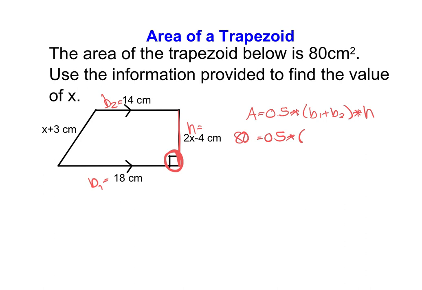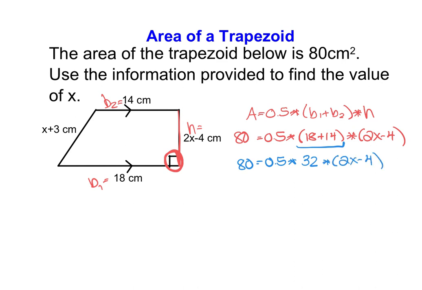And then we have base 1 is 18, plus 14 is base 2, times our height, which is 2x minus 4. Now, I know that if I can simplify parentheses, I should do so. So we have 80 is equal to 0.5 times 18 plus 14 becomes 32. And then I still have the 2x minus 4 in parentheses. I can then multiply 0.5 and 32 together. So we have 80 is equal to 16 times 2x minus 4.